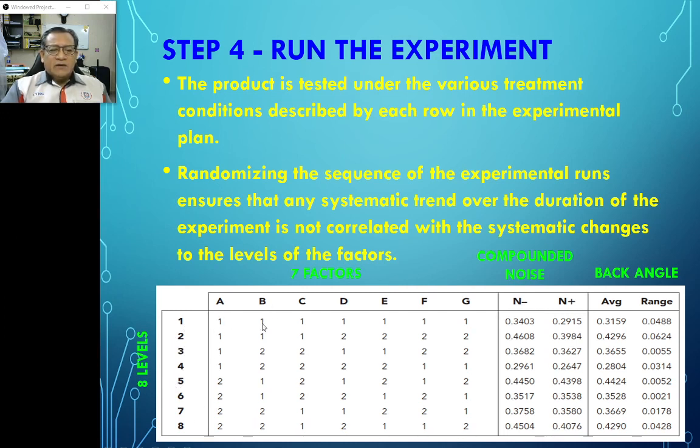At B, set value at 1. At C, set value at 1. On all these 7 factors, level 1 to be tested. And then you will have the noise, the compounded noise that is measured, the minimum and the maximum.